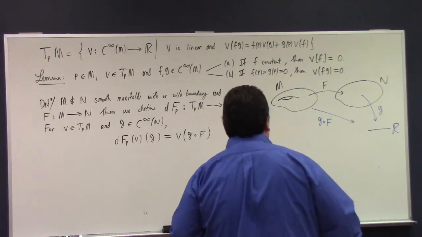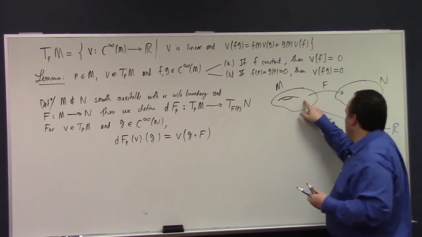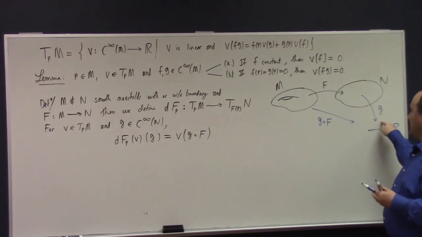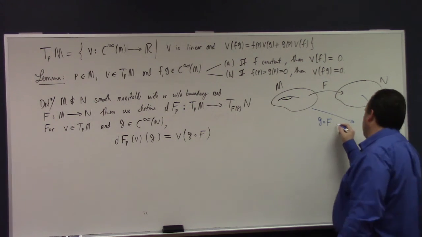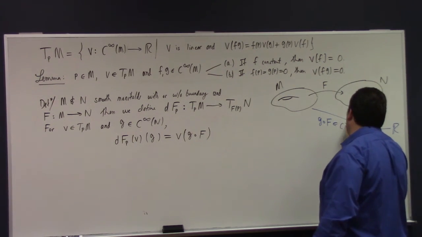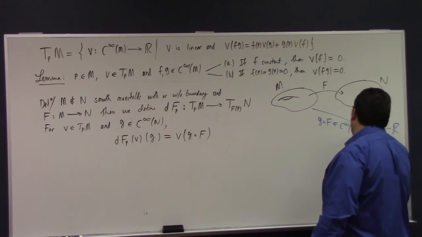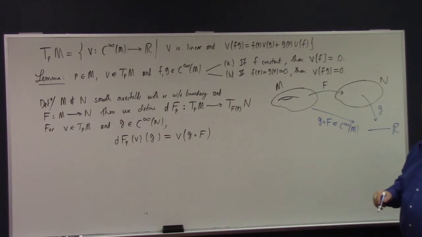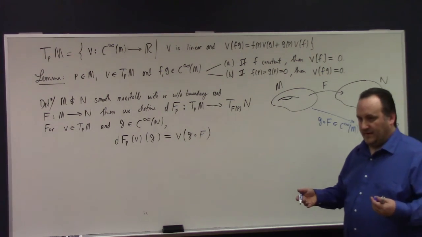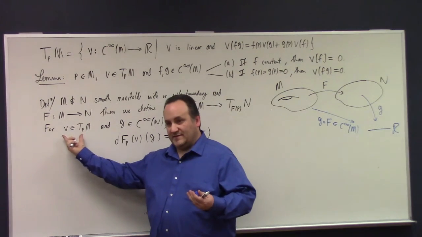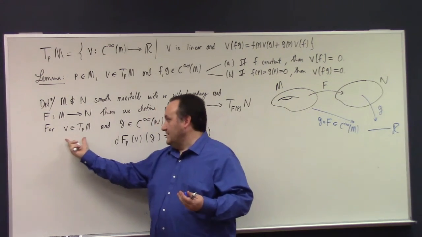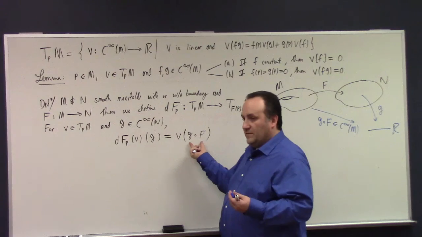Let's see here. So here, over to here, and then G goes down here. And so in short, G composed with F is actually a what? This is straight up an element of C infinity of M, right? This is a smooth function from M. What is V? V is a tangent vector to M. What does it do? It's a derivation on smooth functions, right? So this makes sense. This V is acting on what it ought to, which is a smooth function on M.